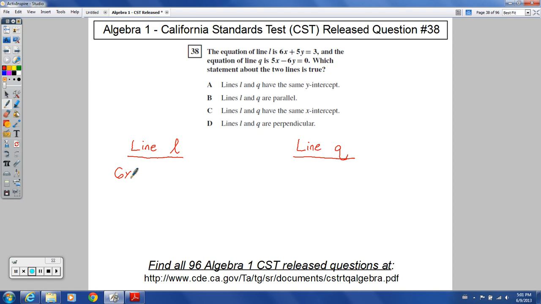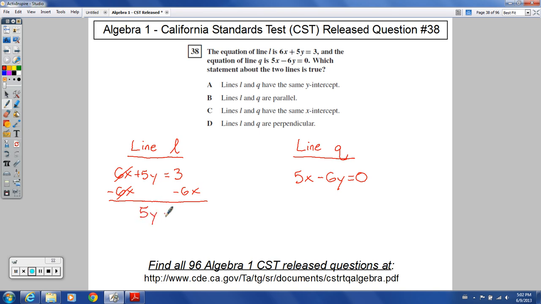Line L, 6x plus 5y equals 3. And line Q, 5x minus 6y equals 0. That's what I've got for both of those. So slope-intercept form, what's it look like? You've got y by itself equals something x plus something else. So I need to move the other somethings over to the other side. So farewell 6x, it's been nice knowing you. I'm moving you to the right side, making you negative 6x when I move you over there.